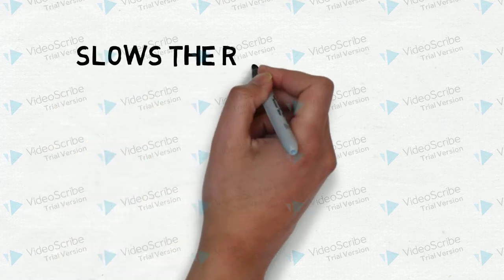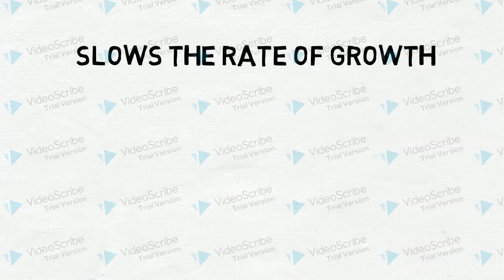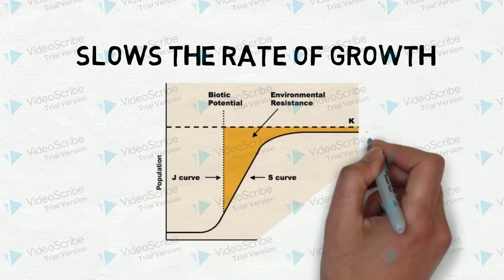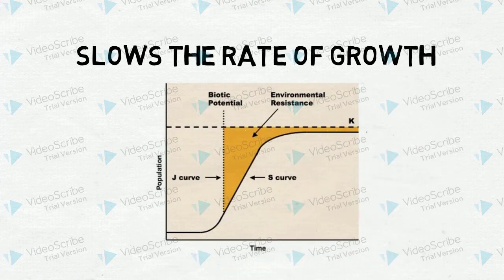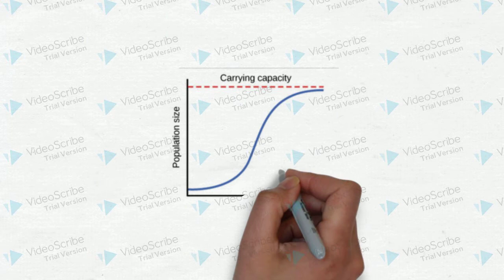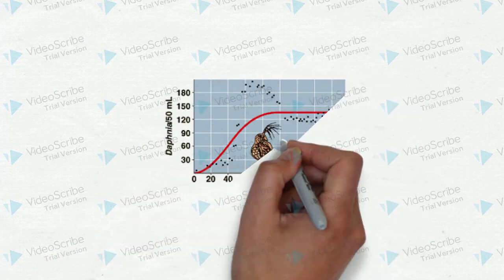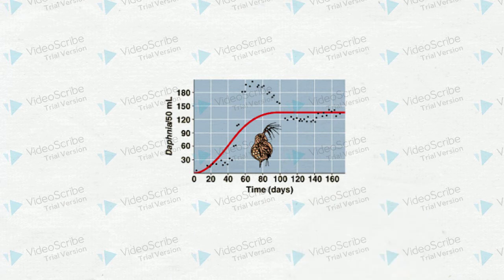As the population starts to reach the carrying capacity, environmental resistance occurs due to limiting factors, which in turn slows the rate of growth. This creates an S-shaped curve. Population numbers can go over the carrying capacity, but once the number of births equals the number of deaths, the population is at its carrying capacity for that habitat.